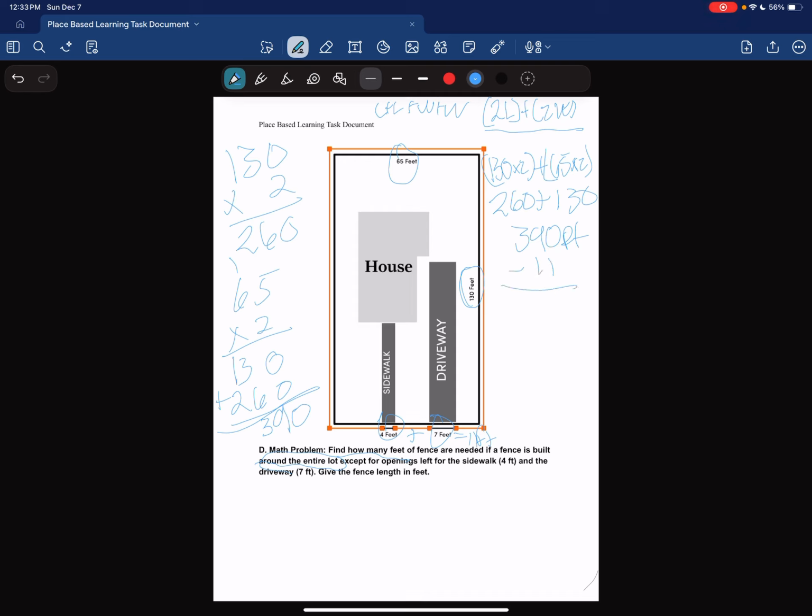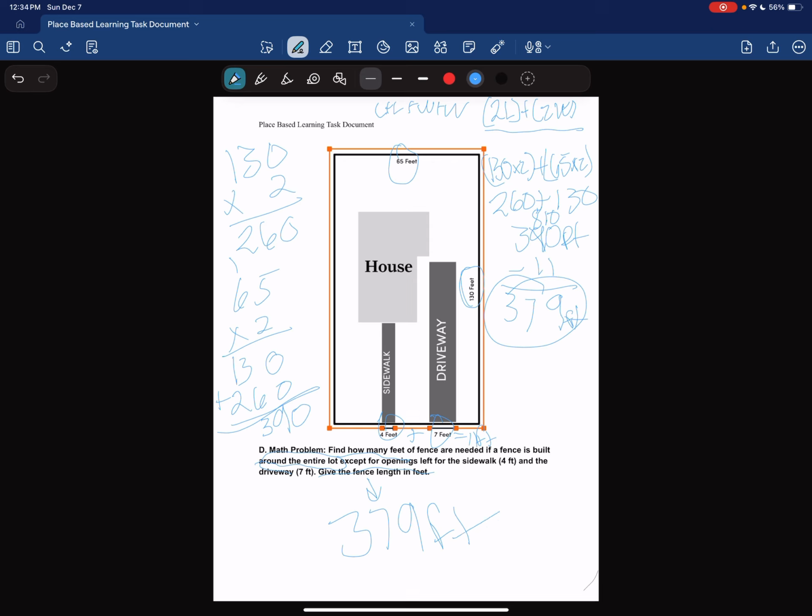So 390 minus 11: 0. You can't take 1 out of 0, so we're going to borrow from the 9, turn it into an 8. This will become a 10. 10 minus 1 is easier. It's 9. 8 minus 1 is 7. 3 minus 0 is still 3. So our total fence would be 379 feet. So give the fence length in feet: 379 feet is our answer.